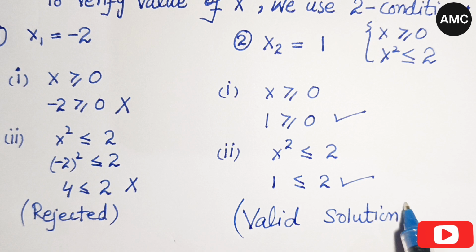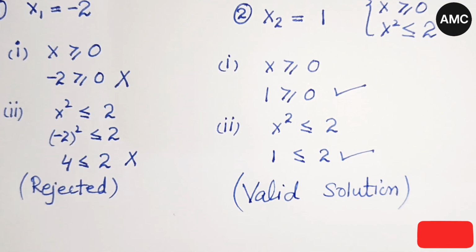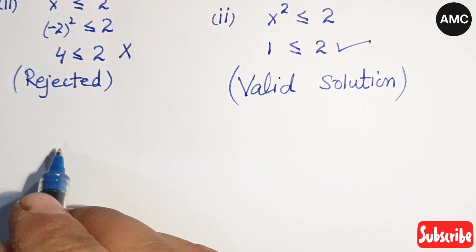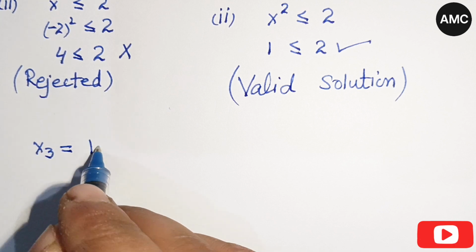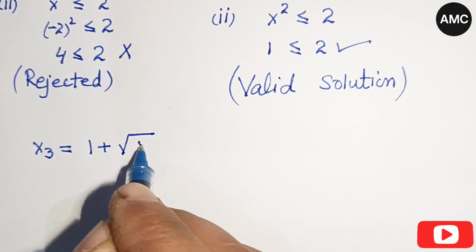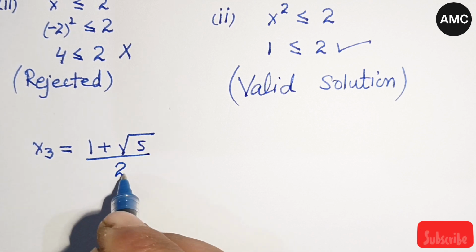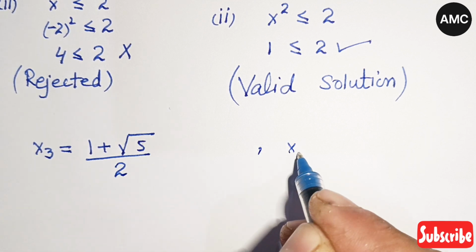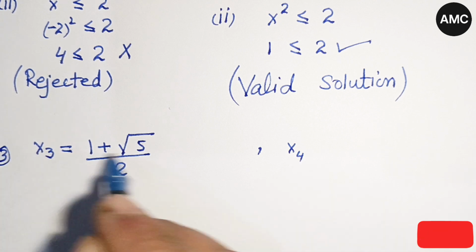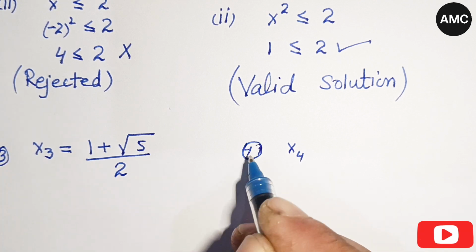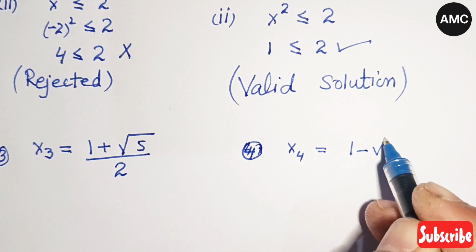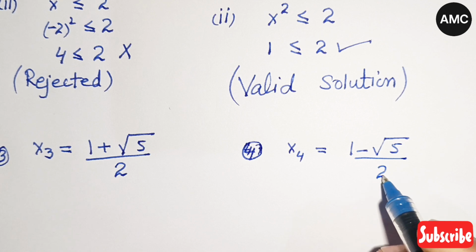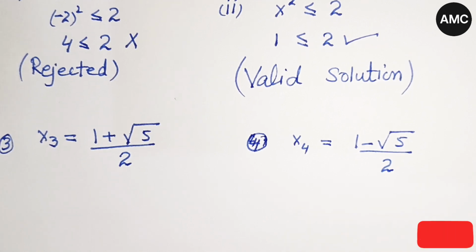Now we are going to check our value of x3. The value of x3 is equal to 1 plus square root of 5 all over 2, and the value of x4, which is our fourth value here, is 1 minus square root of 5 over 2. We have to verify these two values here.